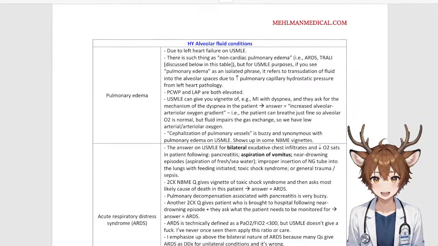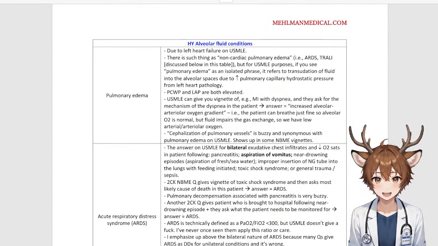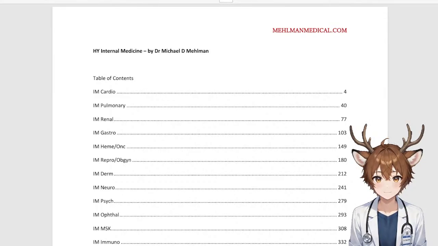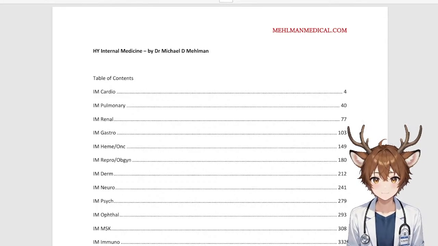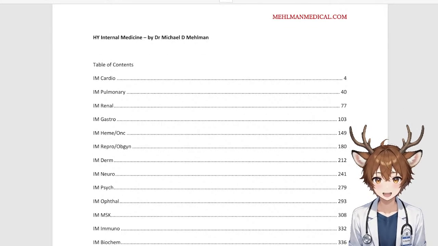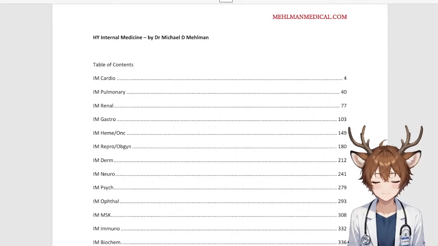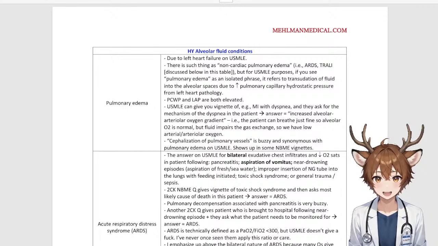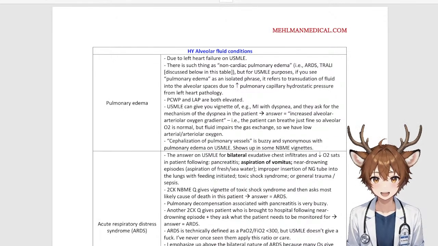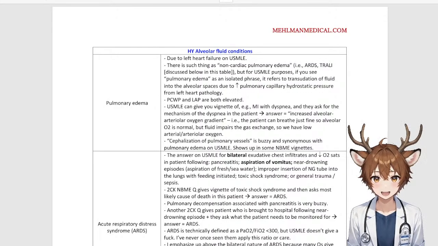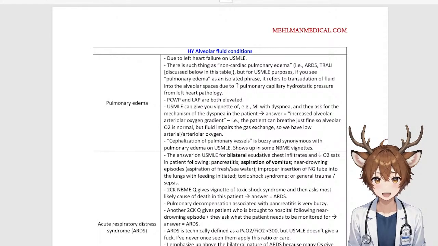And we would go on to high-yield alveolar fluid conditions, but we're on page 62, and our chapter finishes up, I think, on, let me see, where is it? Page 77. So basically I want to wrap up the second part of this chapter of the PDF tomorrow, presumably, hopefully tomorrow. And I just want to wrap up the video here.